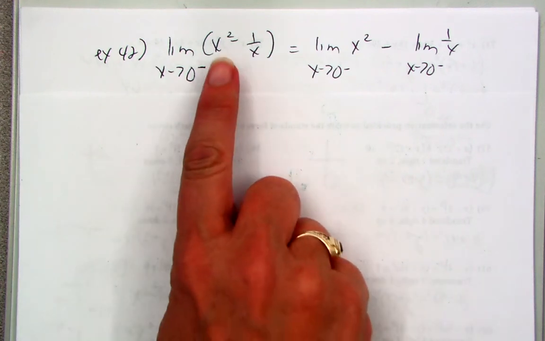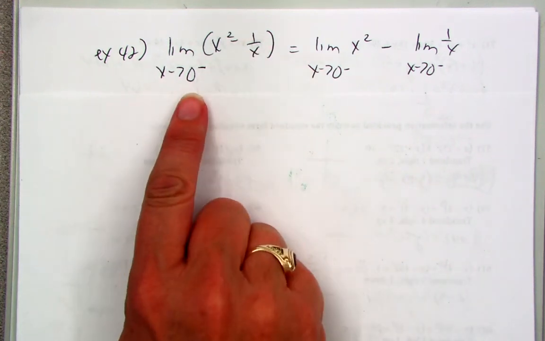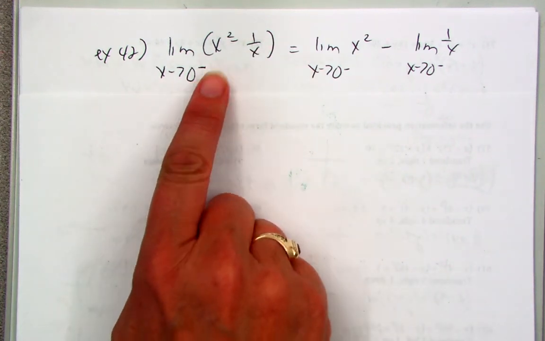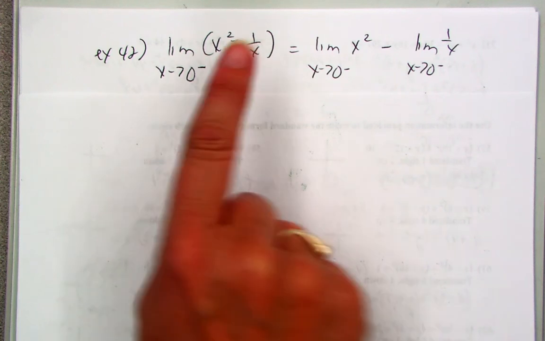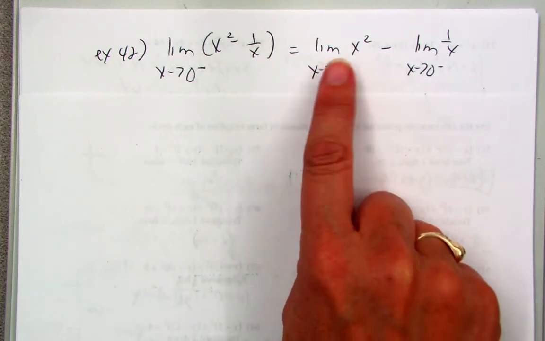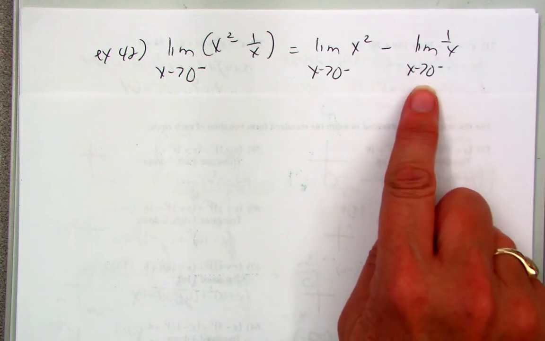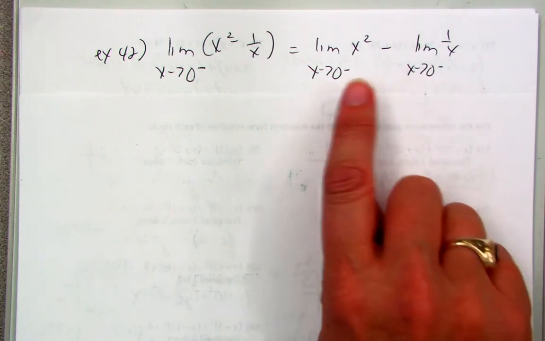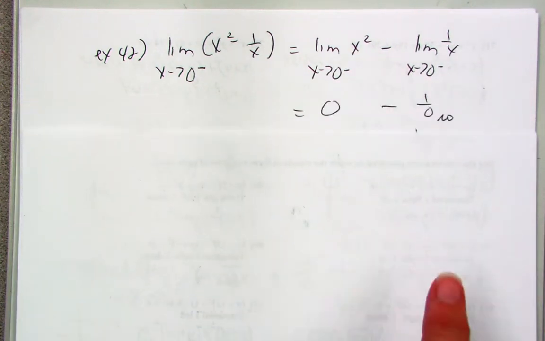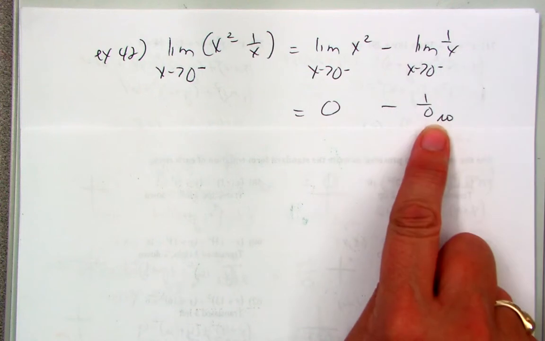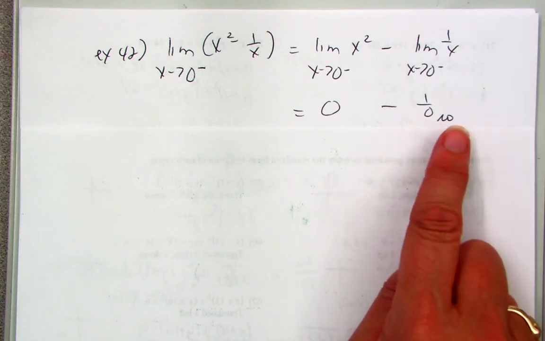The limit of x squared minus 1 over x as x approaches 0 from the left. Well, the first thing I can do is separate that into 2 limits. The limit of x squared as x approaches 0 from the left, minus the limit of 1 over x as x approaches 0 from the left. Well, that one I substitute in and I get 0. That one I try to substitute, I get an undefined.